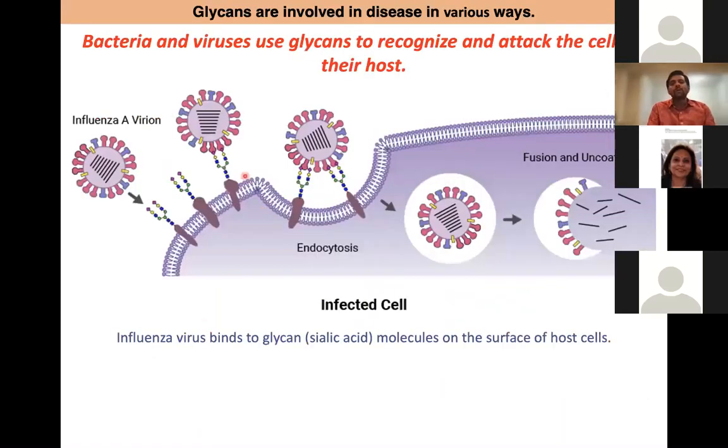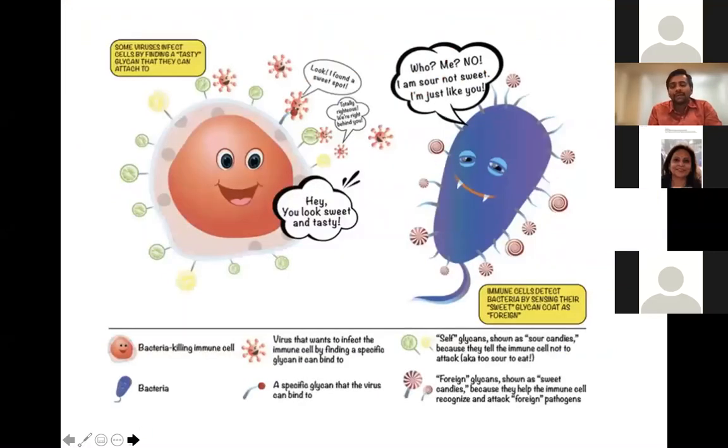And this is one overview of how influenza virus binds to the glycan sialic acid molecules on the surface of host cells, and then the endocytosis, and then further steps, fusion and coating, happen. Now I will be discussing the crosstalk between the virus and the cells.